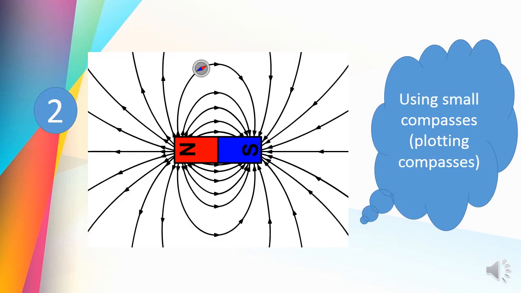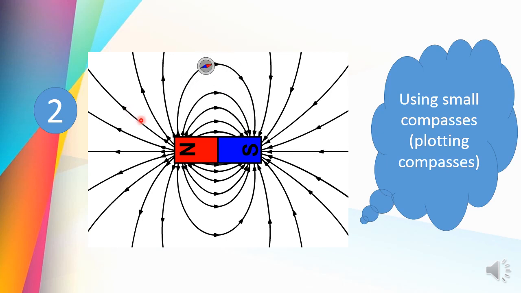In this method, we are using small compasses called plotting compasses. Why plotting compasses? Because they are going to plot or to draw, to show us the magnetic field lines or the path of the magnetic field lines. Like this compass here, if we put it anywhere here, it can show us the line and we can just follow the line to draw it.